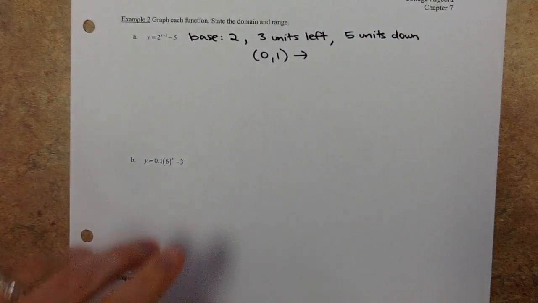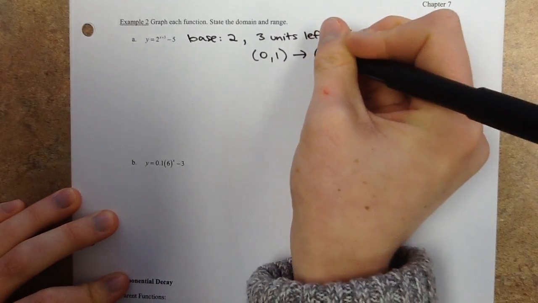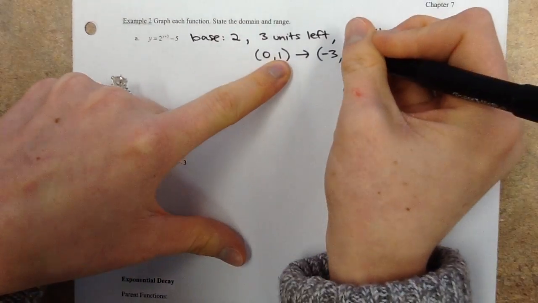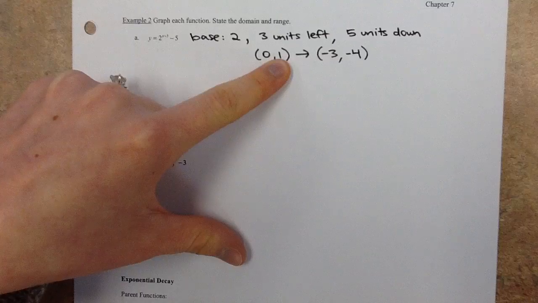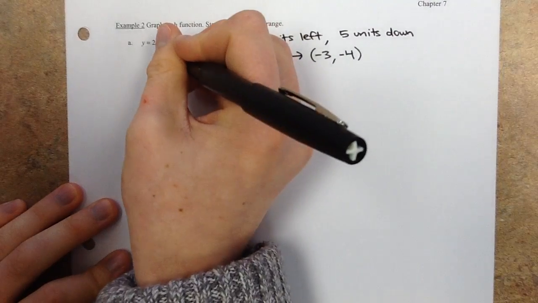Well, instead of starting at (0, 1), we're going to go 3 units left and 5 units down. So instead, I'm going to start at -3. That's my 3 units left. And then from 1, I'm going to go 5 units down. So I'm going to go down to -4. All right, and then I'm going to graph what a 2 to the x graph would look like.